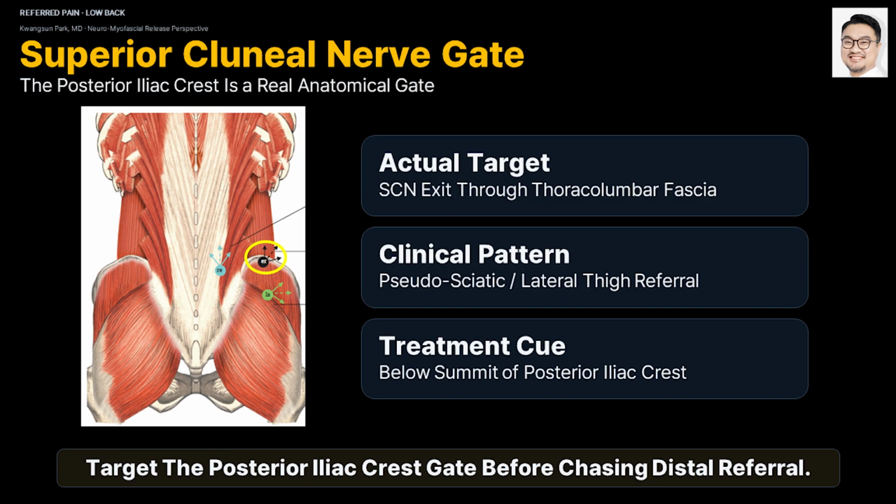Another gate is the superior cluneal nerve. It exits through the thoracolumbar fascia over the posterior iliac crest. When this gate is sensitive, the pain may look like pseudo-sciatica or lateral thigh referral, even without true lumbar radiculopathy.